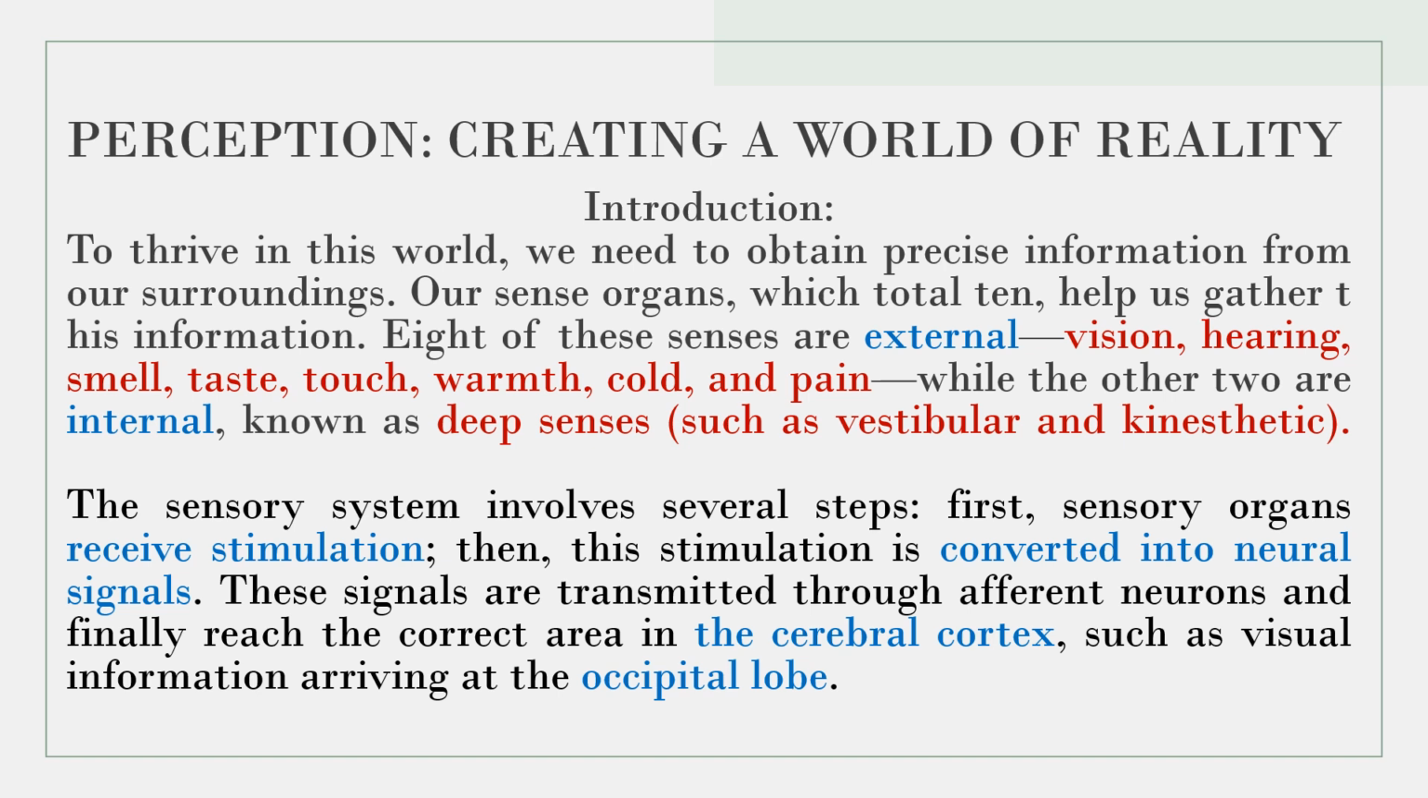So what is the process? What are the several steps? First, the sensory organ receives the stimulation, then the stimulation is converted into a neural signal. That signal is transmitted through the afferent neuron to a certain part of the cerebral cortex, and that leads to perception. For example, for visual information, that is arriving at the occipital lobe.